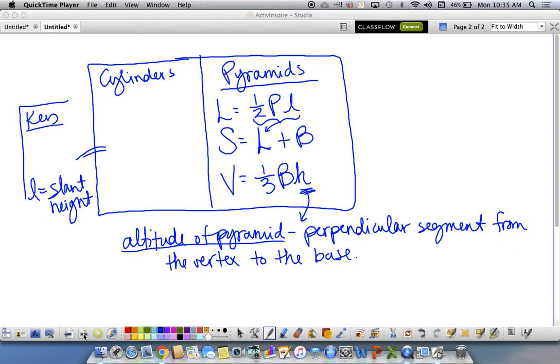Recall the volume of a prism is given by V equals BH. The volume of a pyramid is 1/3 the volume of a prism with an equal height and congruent base. Okay? All right, let's work a few problems, and then we'll go on.